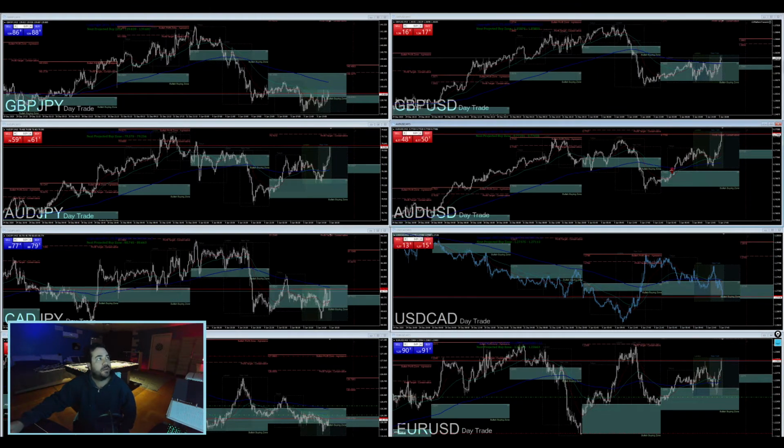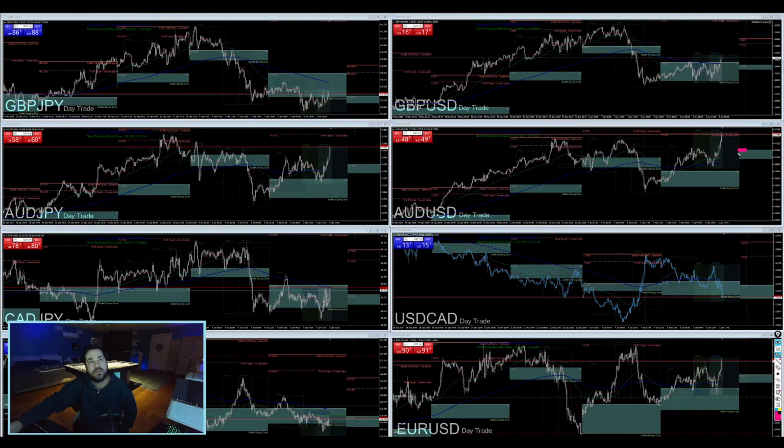Okay, still waiting on an entry. Looks like I will be having a couple of trades for tomorrow. I will be having both the Aussie yen, the Aussie dollar, and probably the CAD yen. We'll be having that one for tomorrow. So we're going to be taking them here.